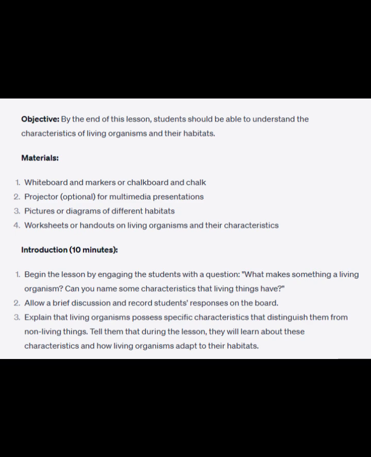Projector, optional, for multimedia presentations. Pictures or diagrams of different habitats. Worksheets or handouts on living organisms and their characteristics.